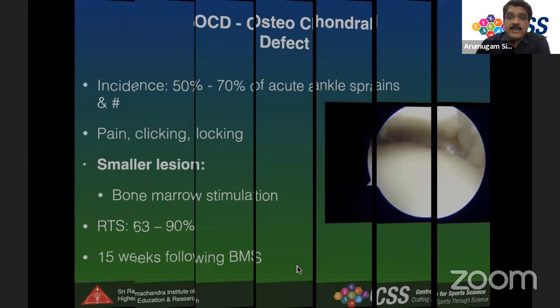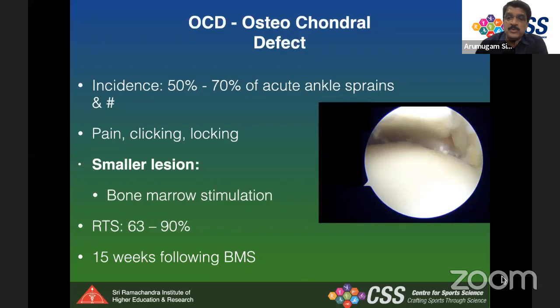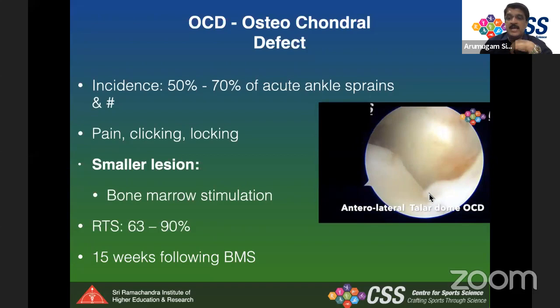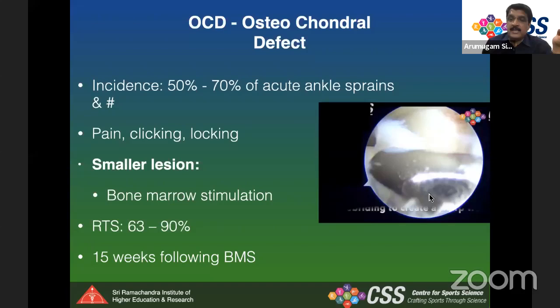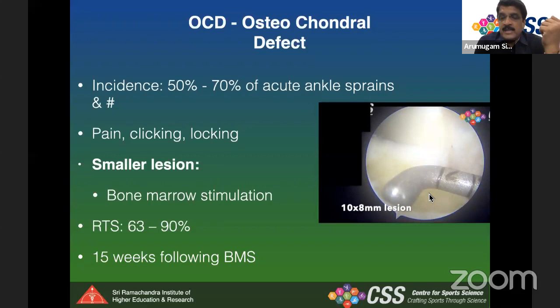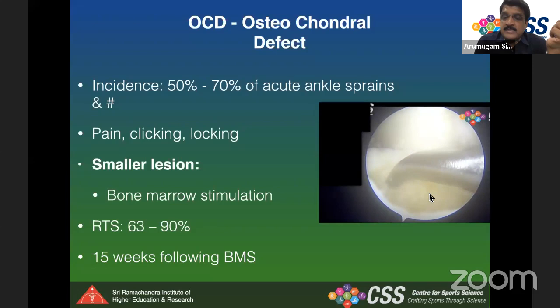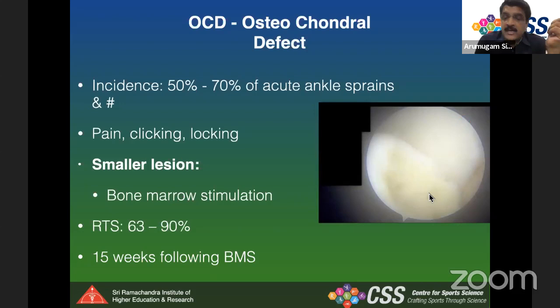One of the most common pathologies is OCD, osteochondral defect. Incidence is about 50 to 70%, and you can see an anterolateral dome OCD there. Clinically you have pain, clicking and locking, and for a small lesion you can just do bone marrow stimulation. You clear it, same as in the knee, to a clear margin, and then use microfracture, bone marrow stimulation. This has shown return to sports as high as 65 to 90%, and as early as 4 months.